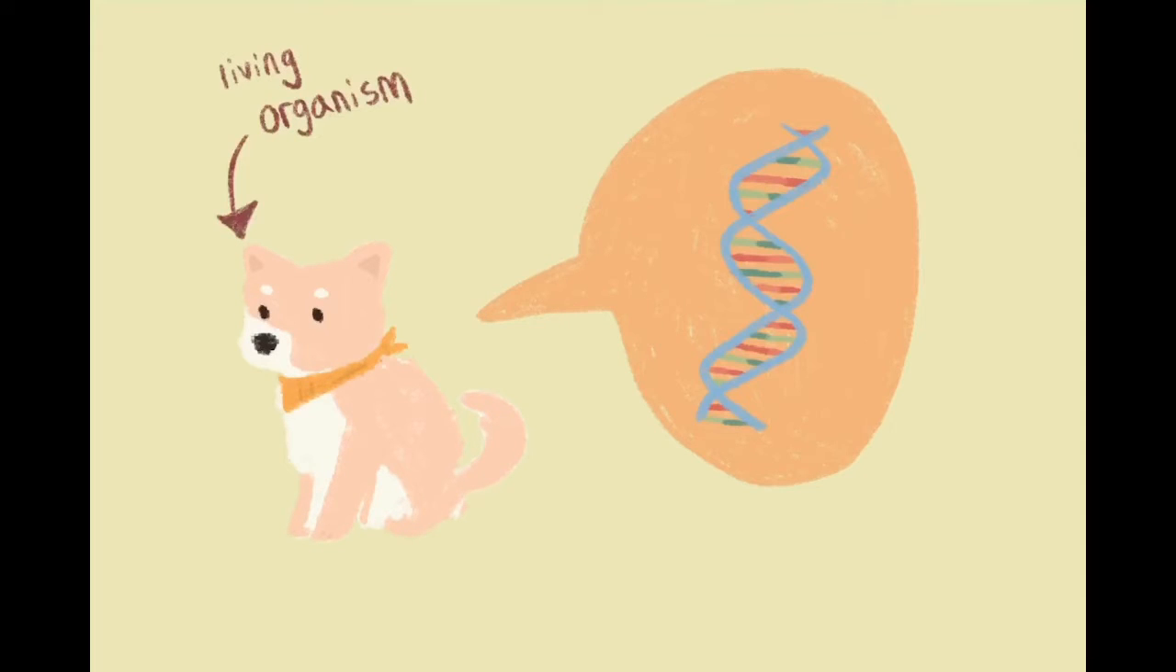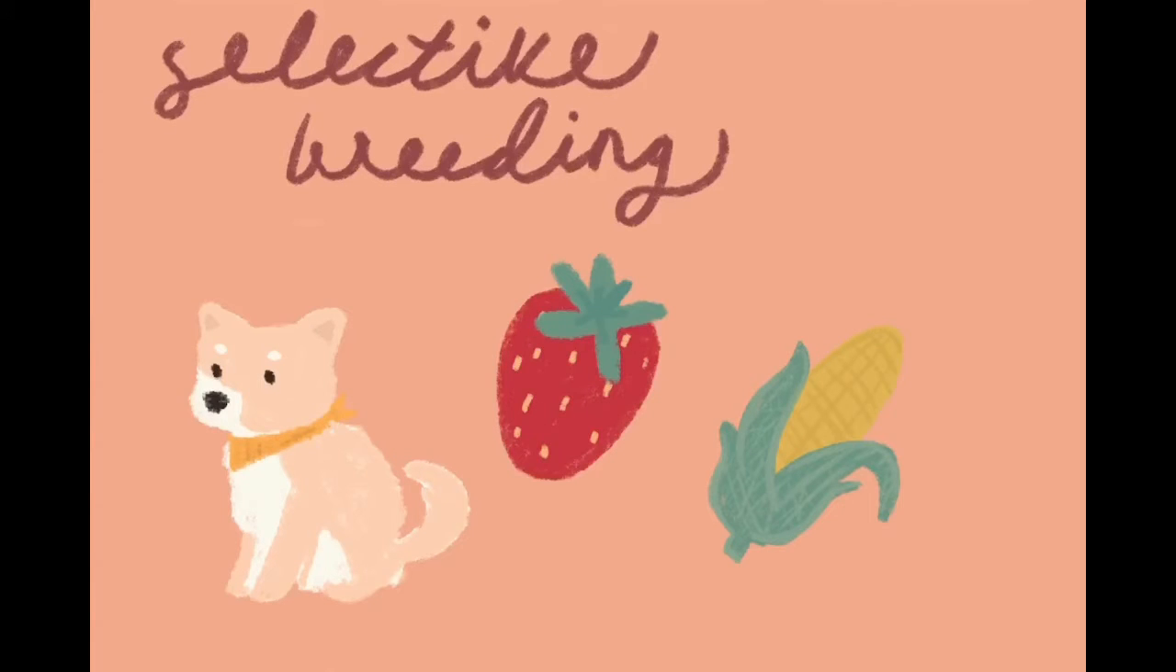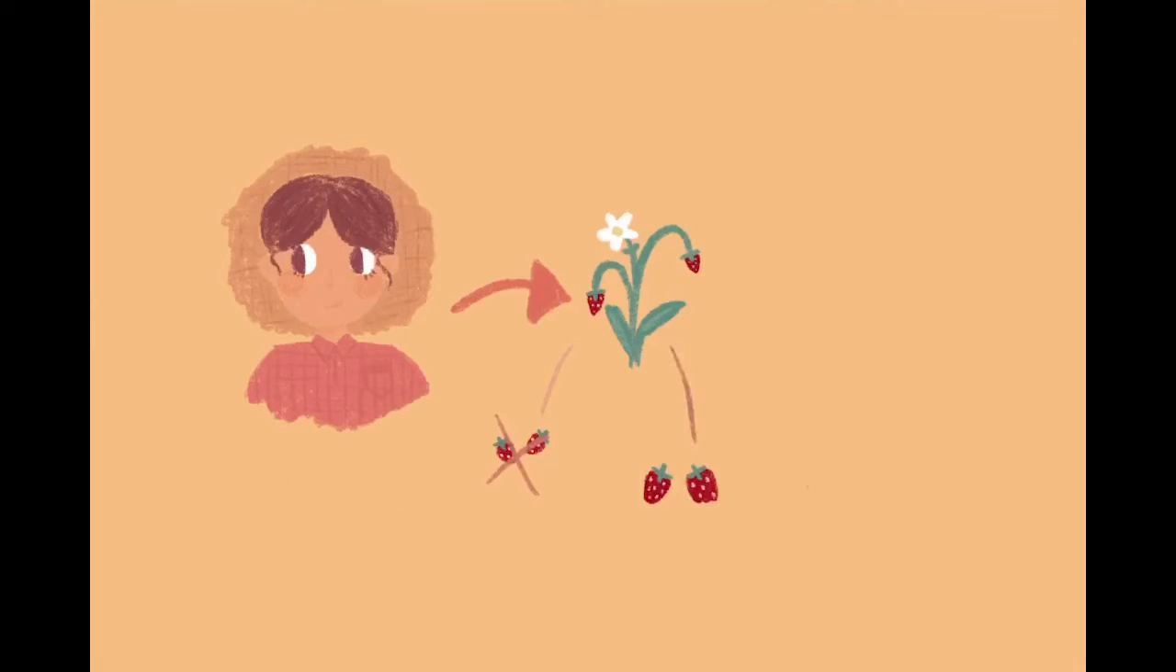These organisms are called transgenic organisms. A common form of genetic engineering is selective breeding. This is when you only want living organisms with specific traits to produce the offspring. Sometimes, farmers will use genetic engineering to make polyploid plants. This is when they want to make their produce bigger and more nutritious.